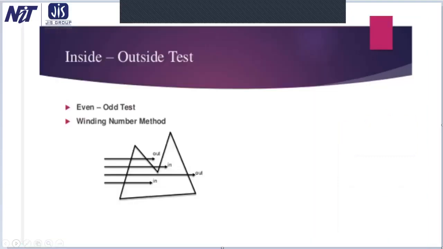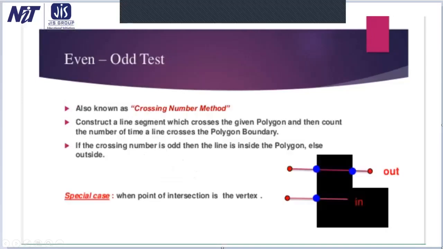Now, let us study the inside-outside test. What is inside-outside? Here the points are discriminated as inside and outside using the even-odd test and the winding number test. The even-odd test is also known as the crossing number method. In this method, a line segment is constructed that crosses the given polygon, and then we count the number of times the line crosses the polygon boundary. If the crossing number is odd, then the point is inside the polygon, else outside. Special case: when the point of intersection is the vertex.